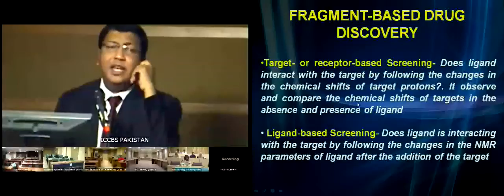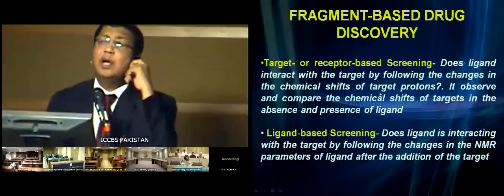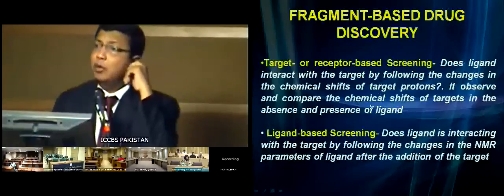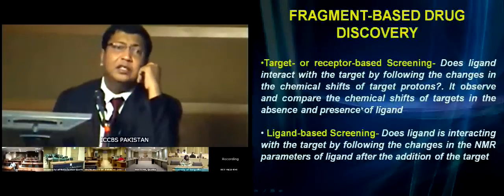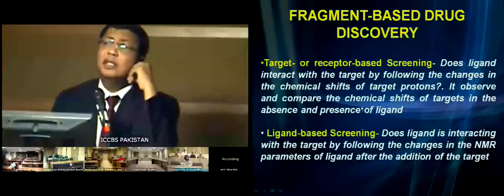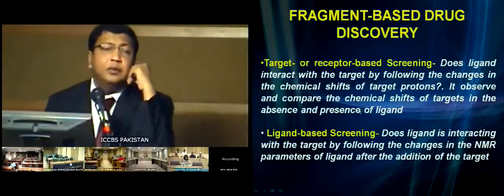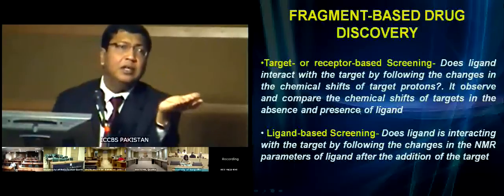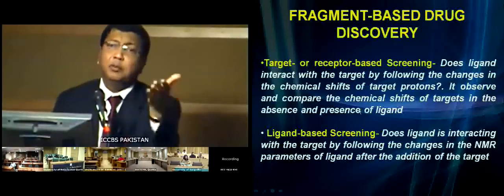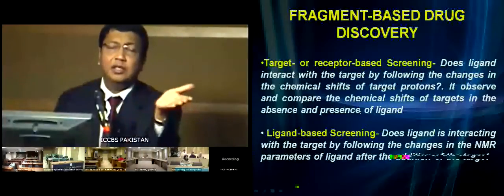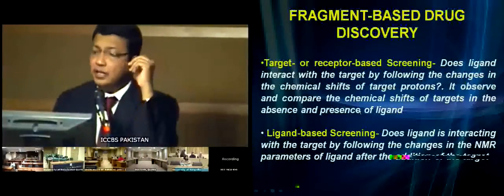And if there is a change in chemical shift, that primarily means that your ligand is interacting with the target molecule. If there is no change, there is no interaction. Remember, change can only take place when they are close enough to affect the electronic environment. If they are not close enough, there would be no change in chemical shift. Kindly remember.